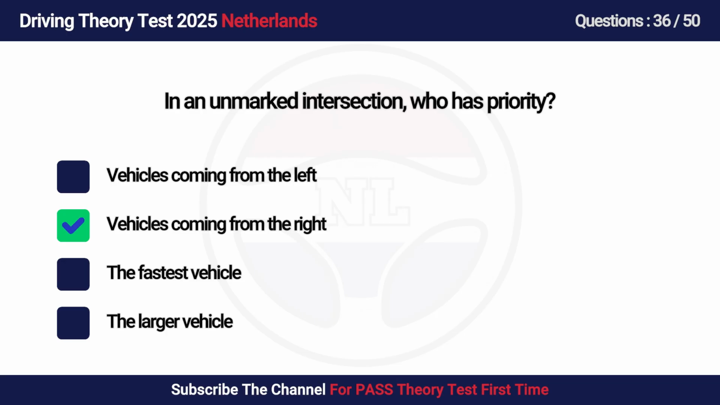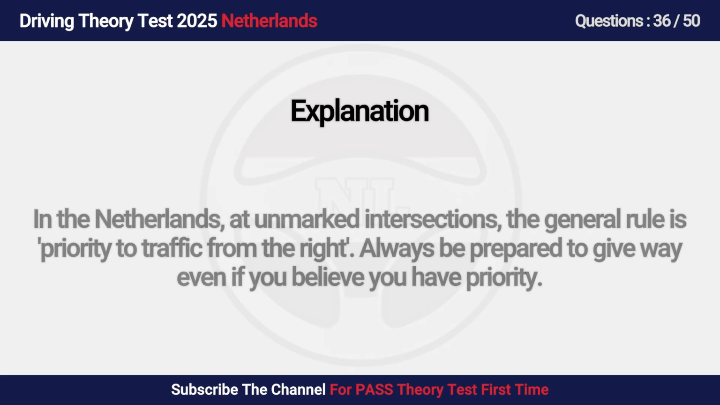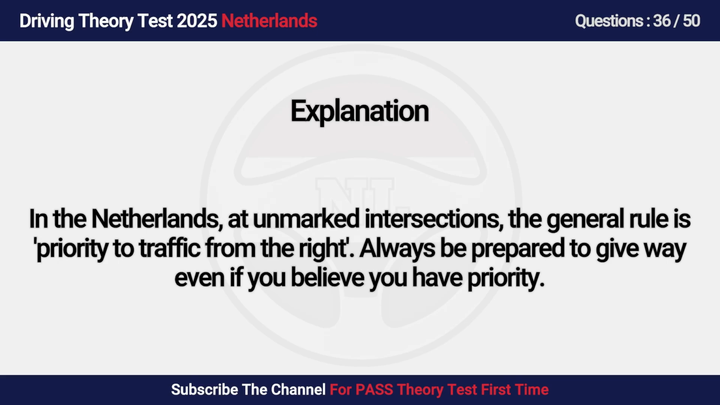Answer is B. Vehicles coming from the right. In the Netherlands, at unmarked intersections, the general rule is priority to traffic from the right. Always be prepared to give way even if you believe you have priority.